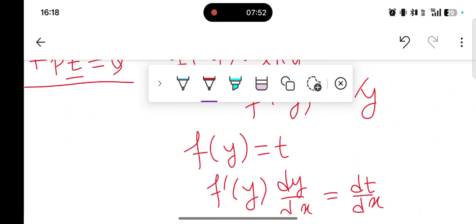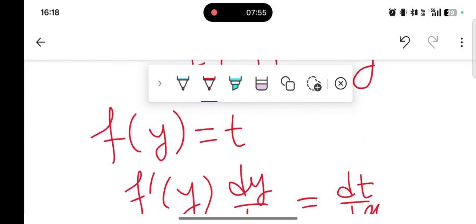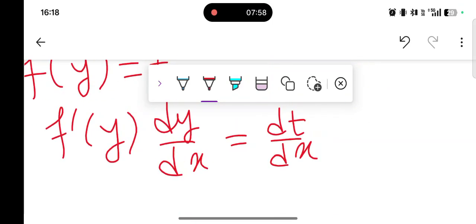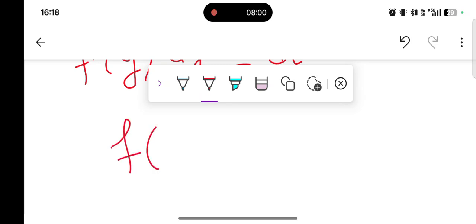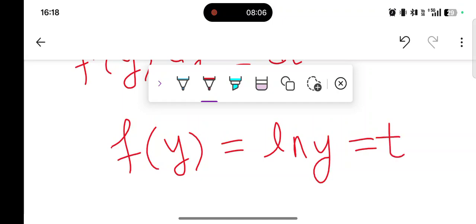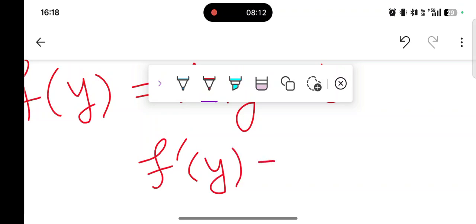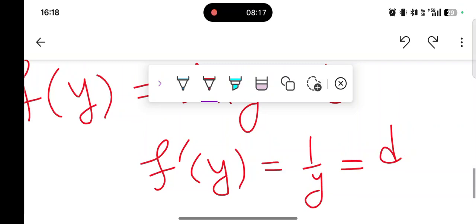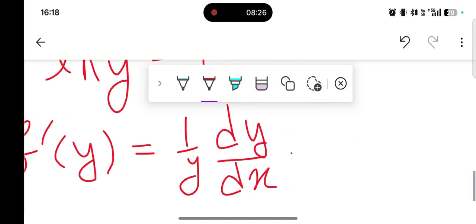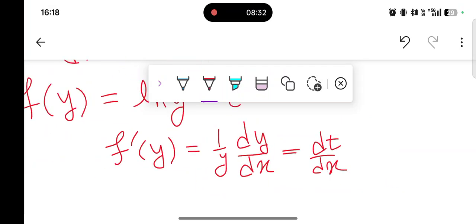So in that case we have to take that f y is equal to t. So f dash y will be dt by dx. Our f y is ln y. And if we are taking ln y is equal to t, then what will be our f dash y? F dash y is nothing but 1 by y, sorry, wait a moment, f dash y is not 1 by y actually. This will be dy by dx, because we are differentiating with respect to x, right, is equal to dt by dx. So very nice. Now we can easily solve it.